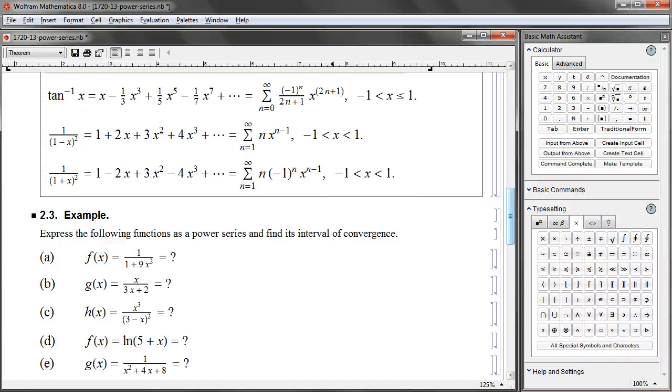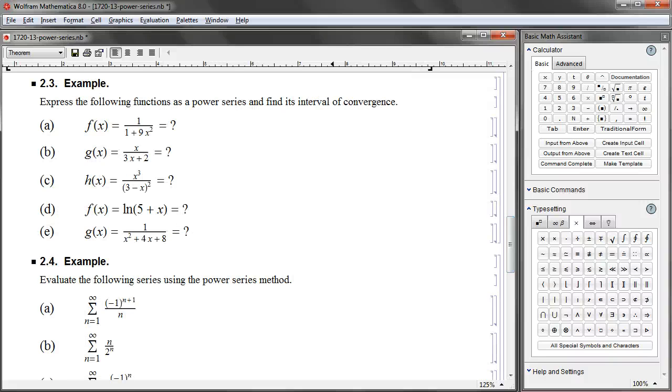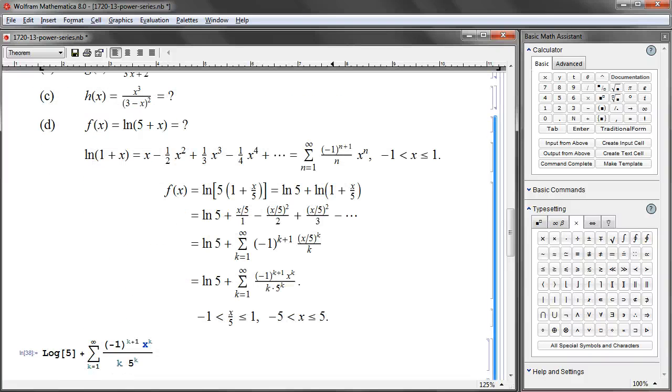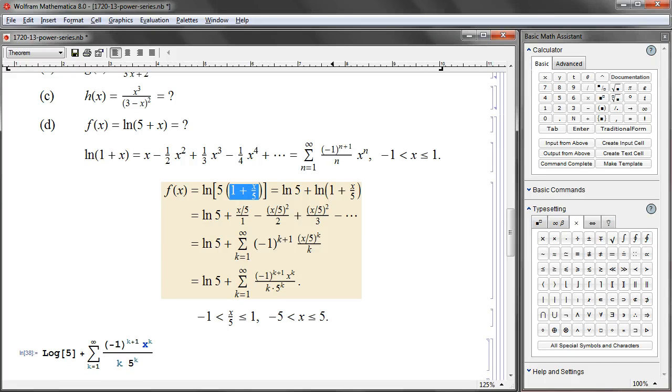Just like the previous 2 problems, divide by 5. But that's a little bit trickier this time because we don't have a fraction. We have to apply a log rule. And here it is. Factor 5 out and divide by 5. So we end up with 1 plus x over 5.